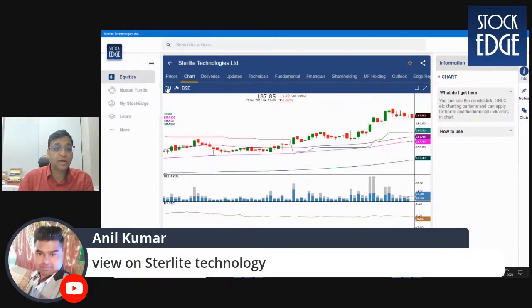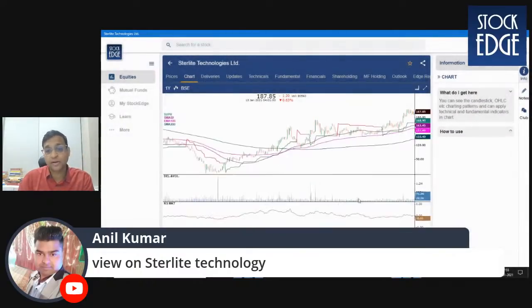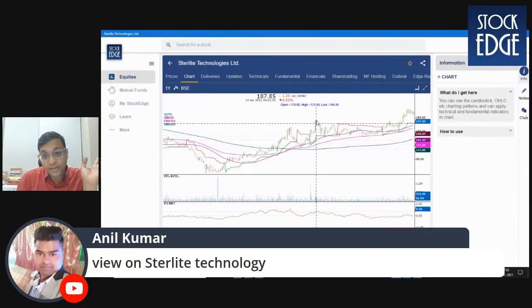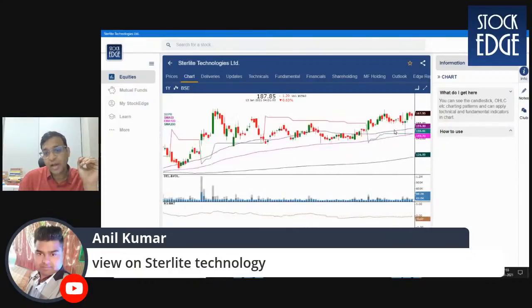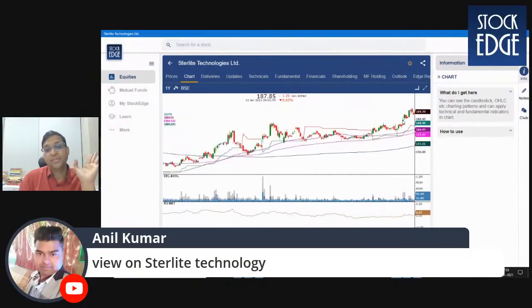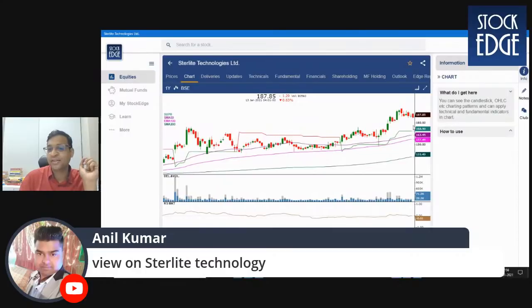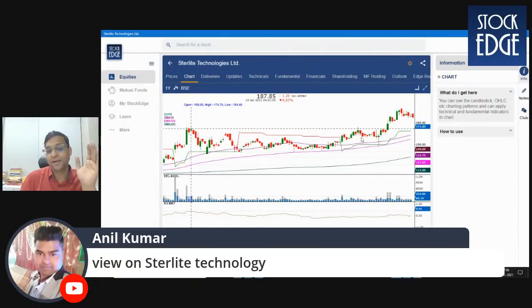And if I'm drawing a larger time frame, say a 1 year time frame, this stock looks very interesting because it has broken this swing high, which was around 170, 172. So I would be very happy if the stock comes back to around 174, 175, and then I enter, because my stop loss will be far better if I enter here.